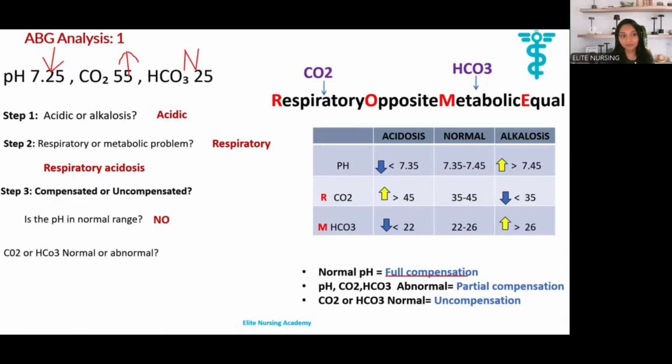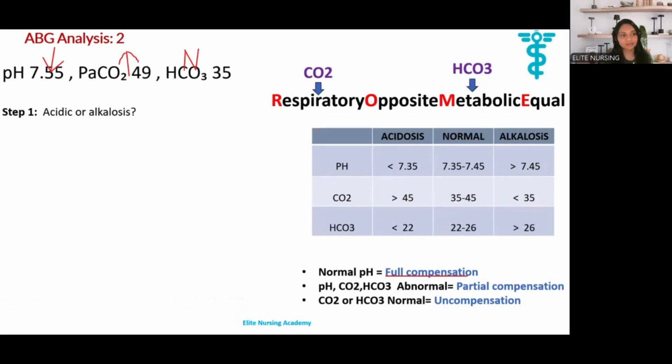One of the values here is normal. HCO3 is 25. The normal value of HCO3 is 22 to 26. So HCO3 is normal, meaning the kidneys are not trying to compensate. So this is uncompensated. If either CO2 or HCO3 is normal, it means the opposite organ is not trying to compensate. So this is uncompensated respiratory acidosis.